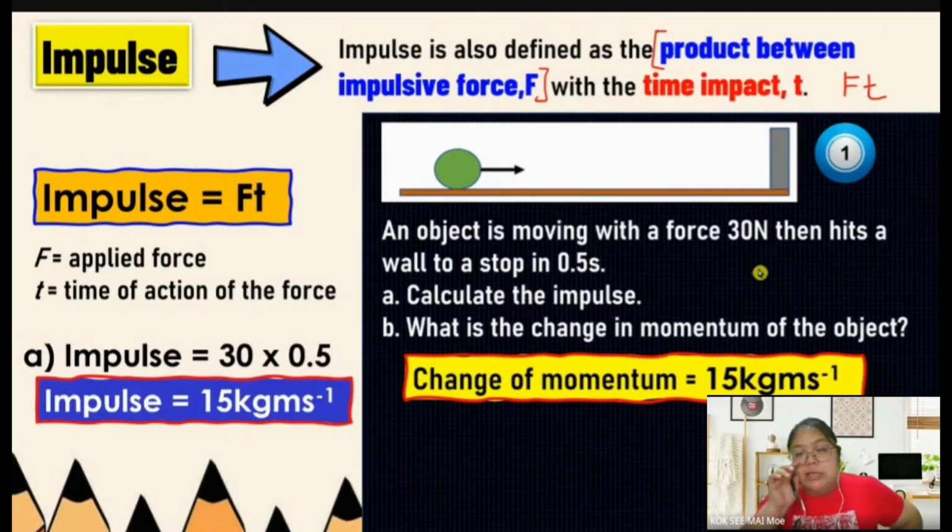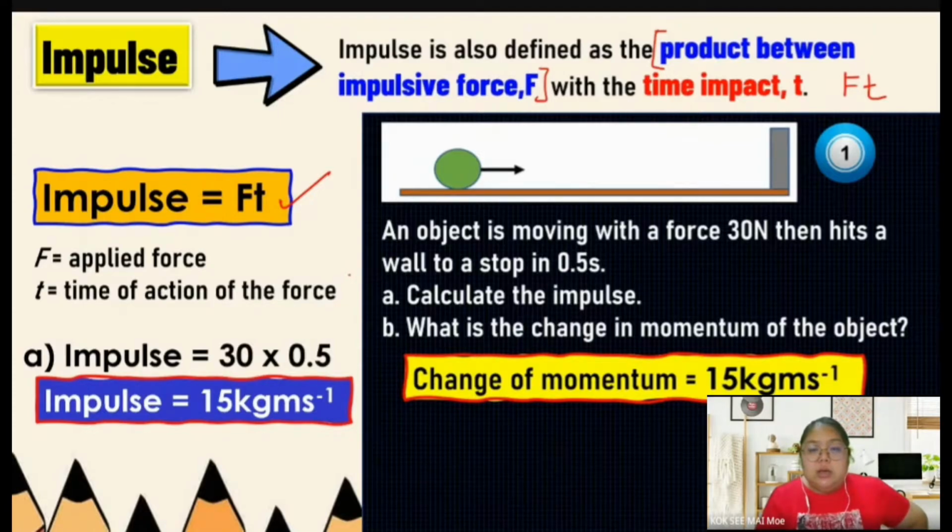Just now you can say change of momentum. Another one, you just explain about the formula: the product between the impulsive force and the time of impact. So that one is an impulse. Okay, so this one is another formula for the impulse.